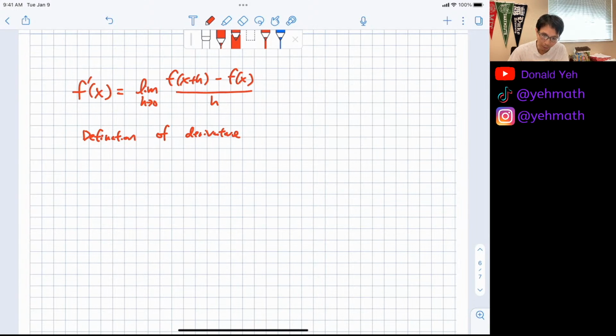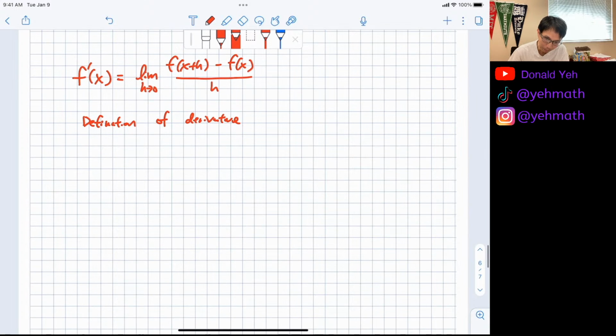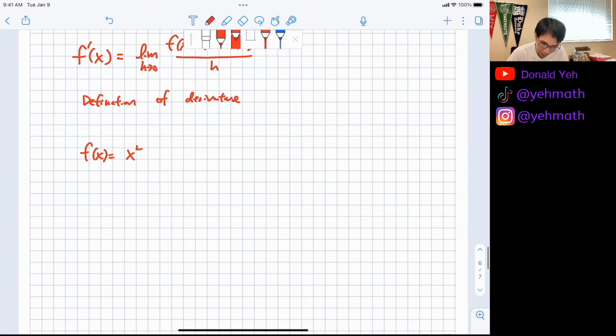Okay, so I'm going to give you an example. The first example is relatively easy. It's x squared. Now, a lot of you don't understand what we mean by x plus h. That means you're going to take the x plus h and replace the x. So I want to find the derivative of x squared.